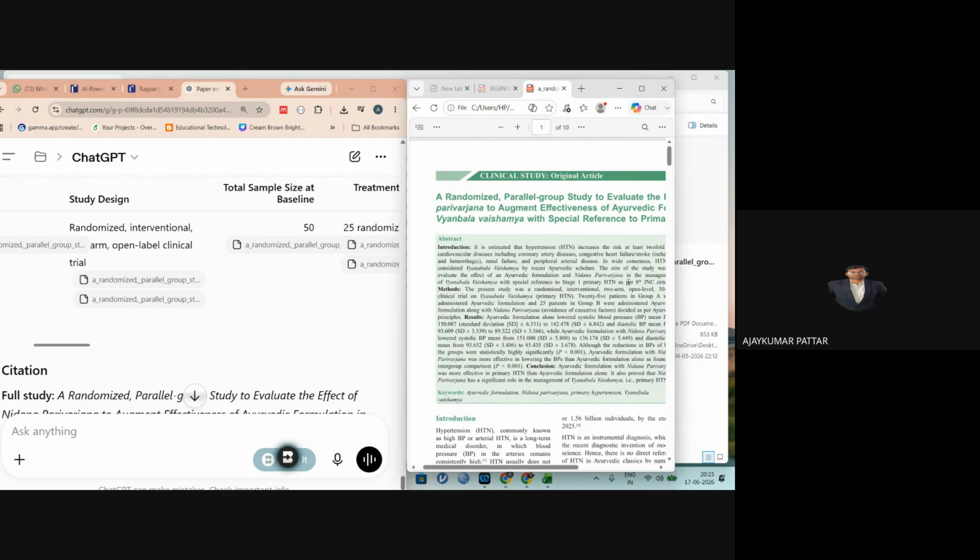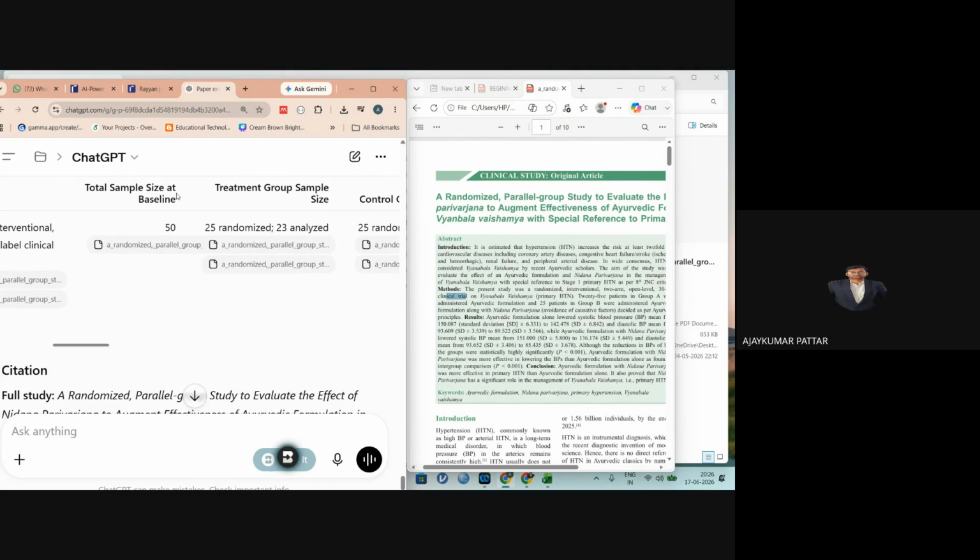Two arm, two arm open label clinical trial. So that's why it is taken as interventional. It is taken as properly randomized intervention, two arm open label clinical trial. So this is also correctly taken by the ChatGPT.